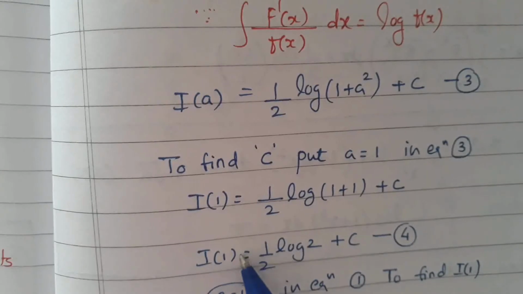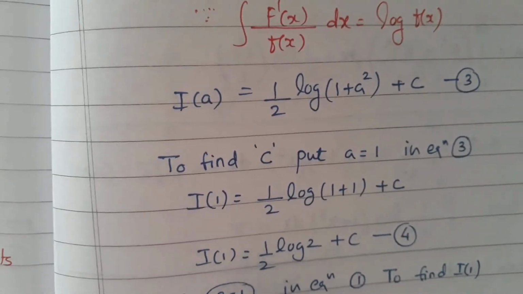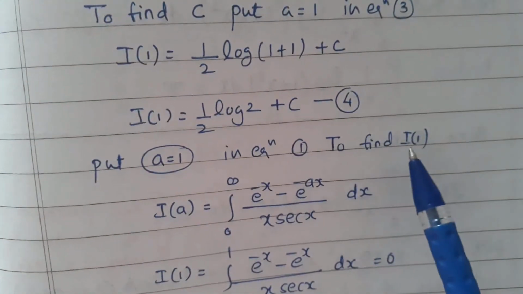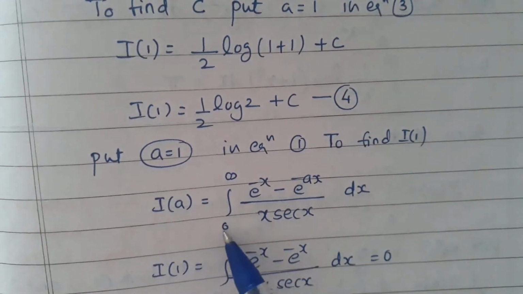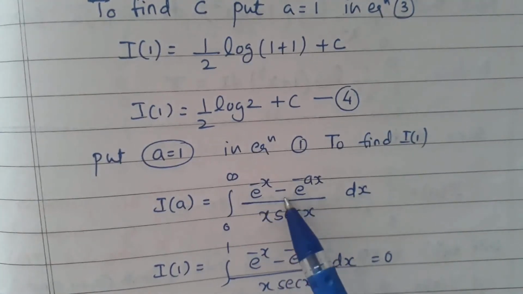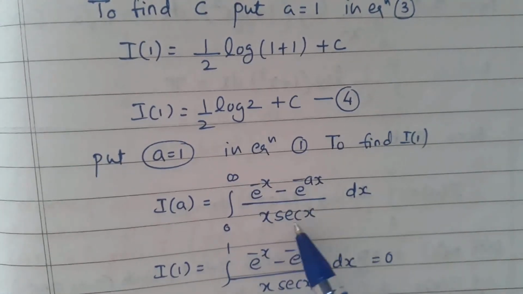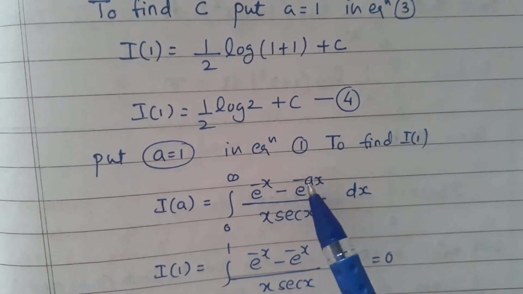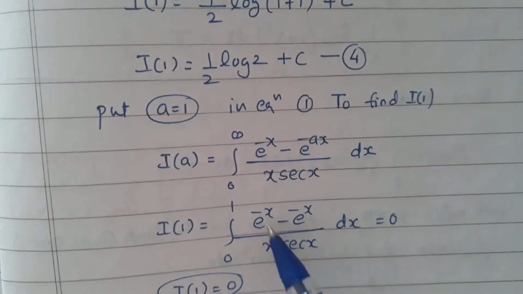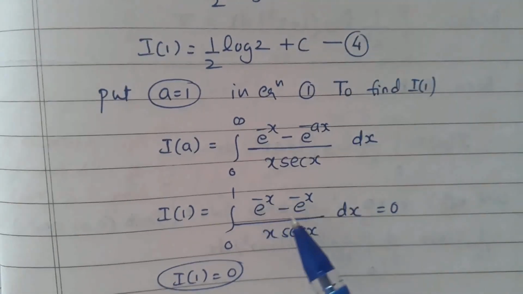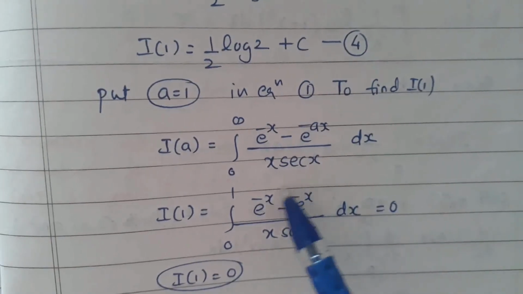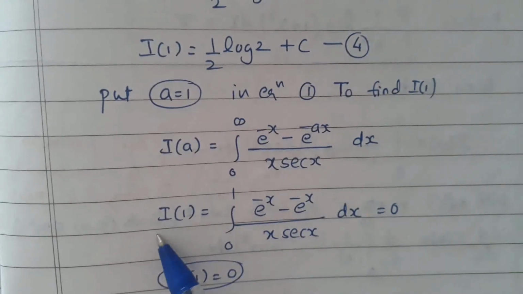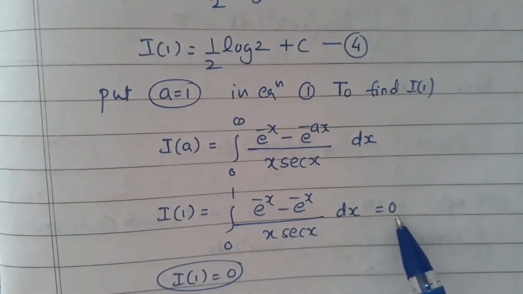To find the value of I of 1, use equation number 1, the integral. So put a is equal to 1 in equation number 1, I of a is equal to the integral from 0 to infinity of e raised to minus x minus e raised to minus ax upon x sec x dx. I of 1 is equal to, put a is equal to 1. So this numerator function becomes e raised to minus x minus e raised to minus x, and e raised to minus x minus e raised to minus x becomes 0. Therefore, the value of I of 1 is equal to 0.